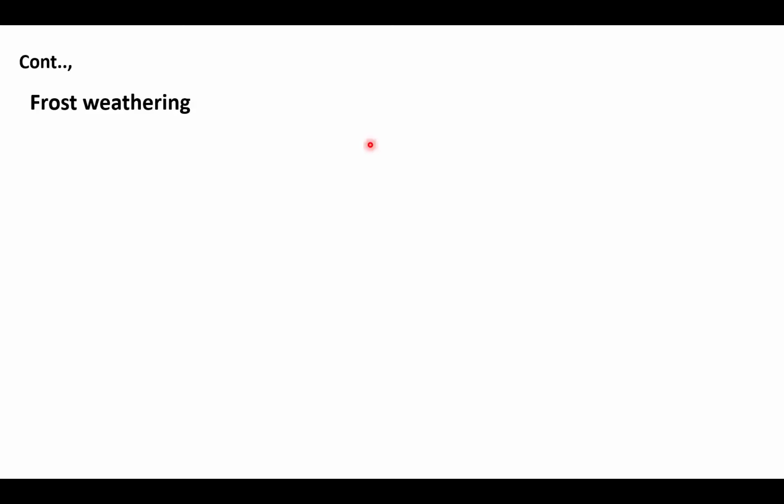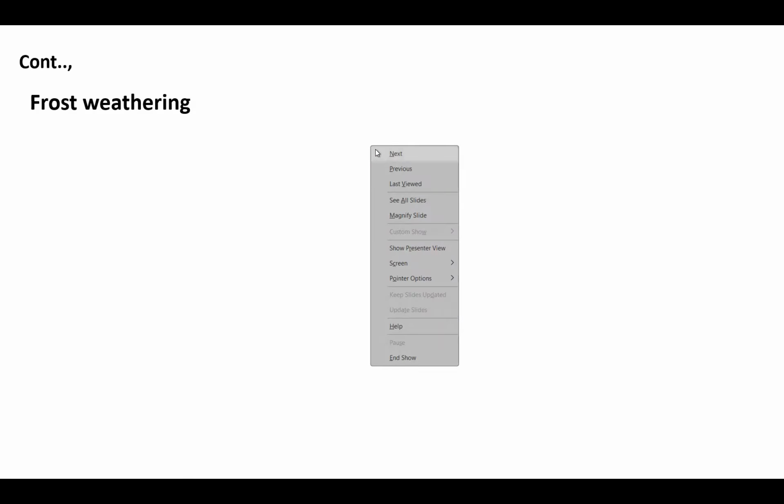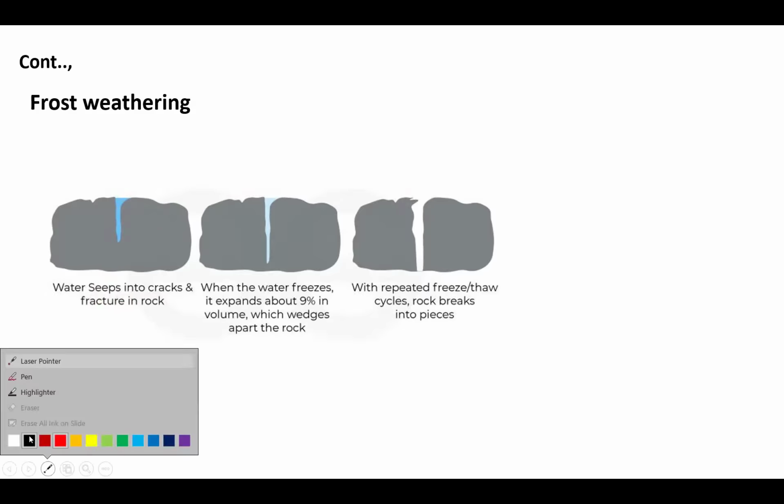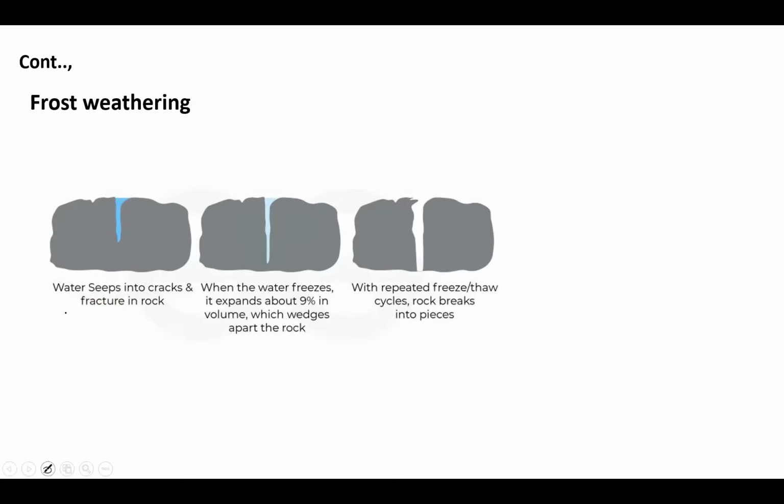Another important factor in water involvement is frost weathering. As there will be some cracks, water will enter into this crack. Water seeps into this crack. Then afterward, when the temperature changes, as the temperature goes down, it will freeze and expand up to about 9% in volume.